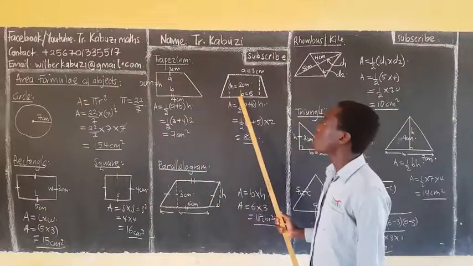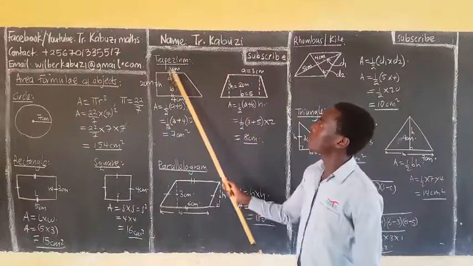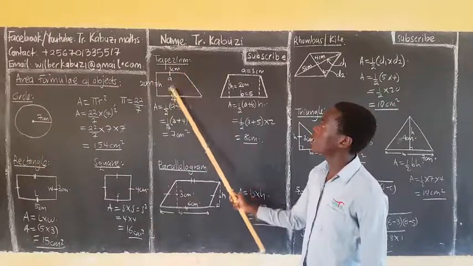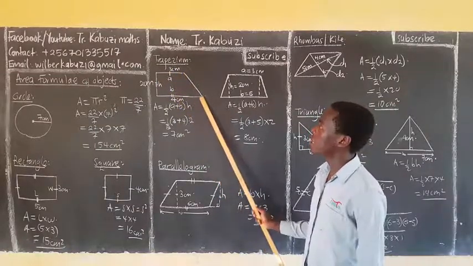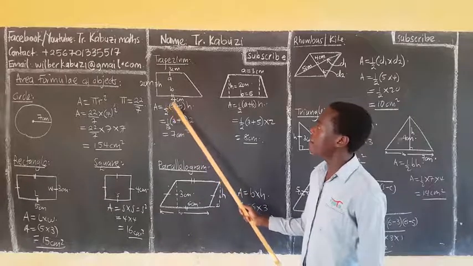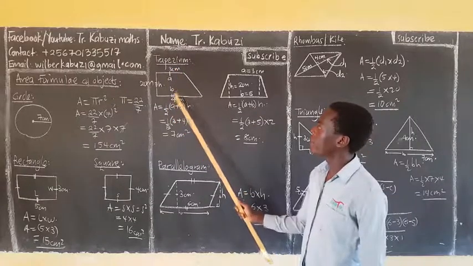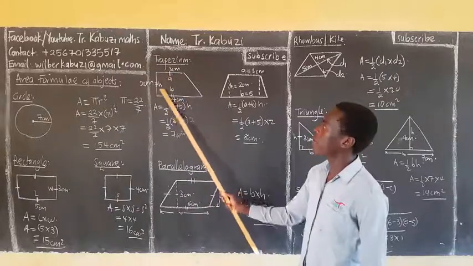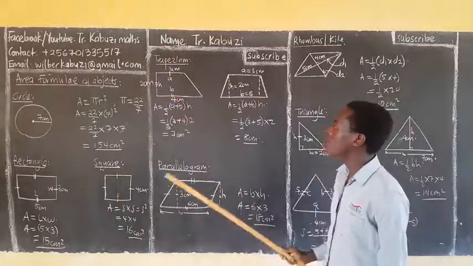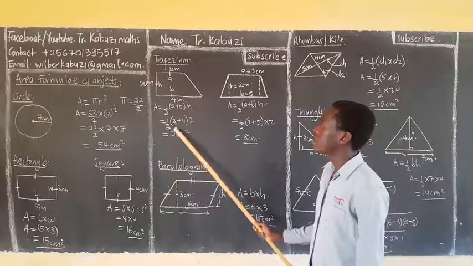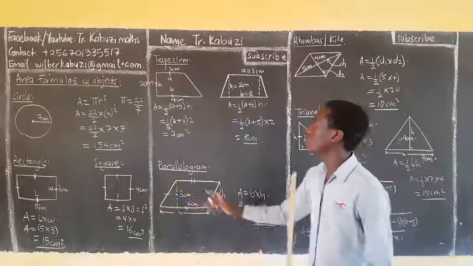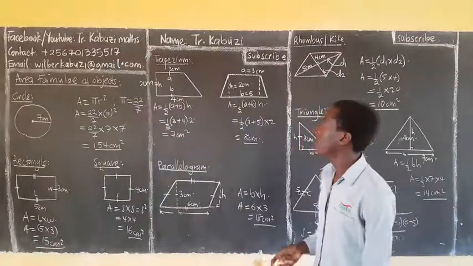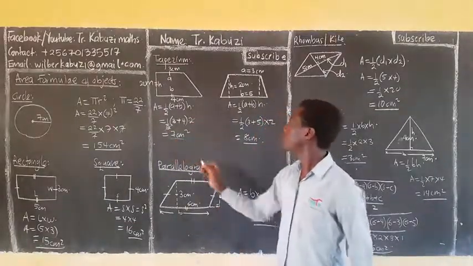So here we can call them the bases. This upper length is called A, and this lower length is called B. So the area is a half, times this length plus this, then times the height. The height is from here up to here. Substituting in the formula, 3 plus 4 is 7, this 2 cancels with this, so it's 7 square units.